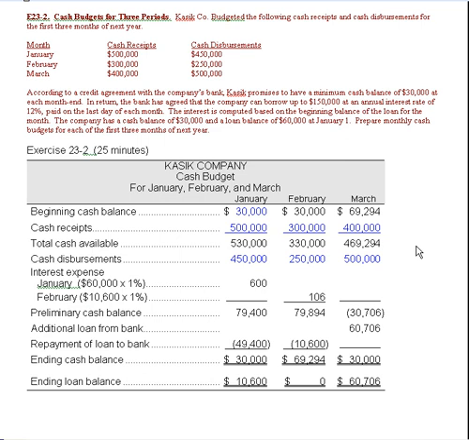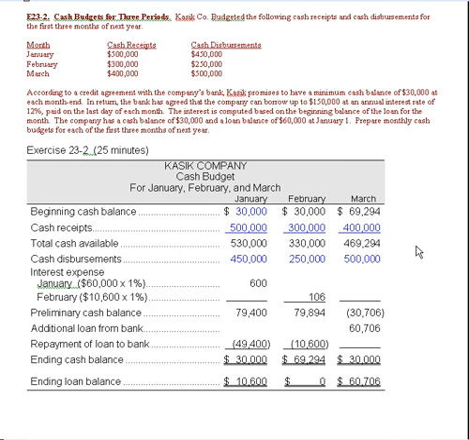Okay, let's take a look at exercise 23-2, which deals with cash budgets for 3 periods. The problem appears in maroon or brown. It's sort of hard to tell what color that is at the top of the screen. Kasich Company budgeted the following cash receipts and cash disbursements for the first 3 months of next year. And you have a table of what the receipts and what the disbursements were.